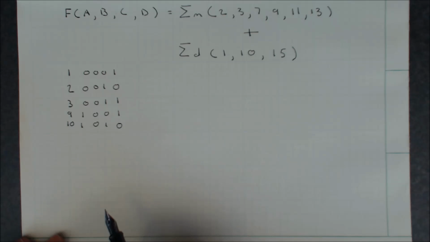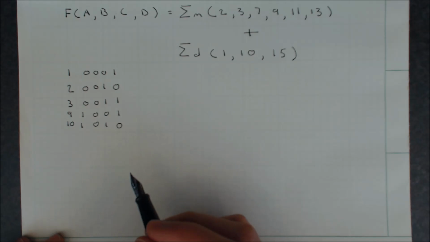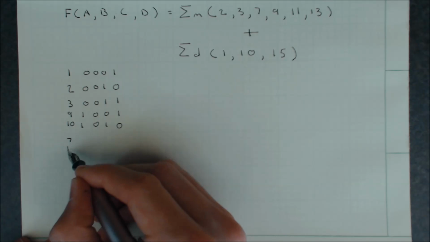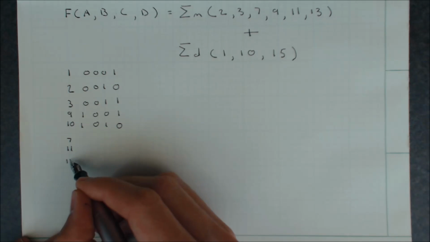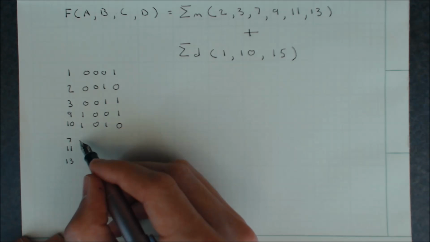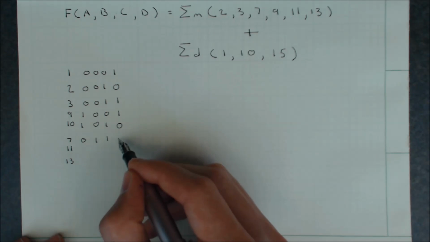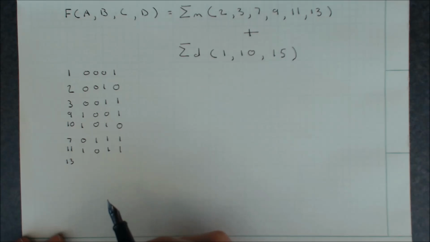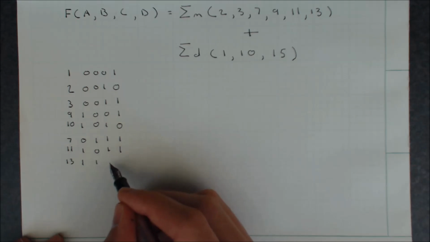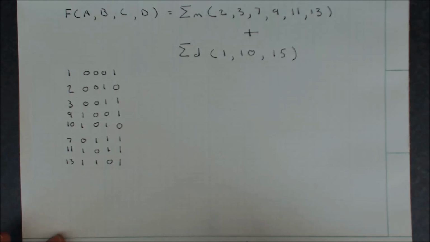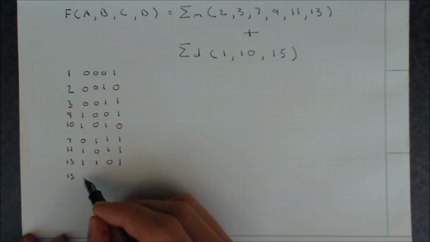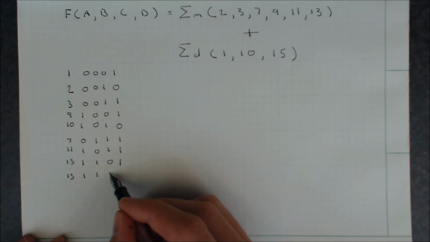Now we look for numbers that have three 1s in them. In this case, looking at our min-terms and don't cares, it will be 7, 11, and 13, with binary representations of 0, 1, 1, 1. For 11, it will be 1, 0, 1, 1. And for 13, 1, 1, 0, 1. Now, as you may have already guessed, we have the number 15, and there will only be one term with four 1s in the expression, 15 itself, with binary representation 1, 1, 1, 1.